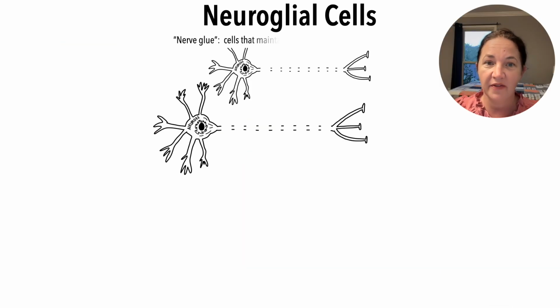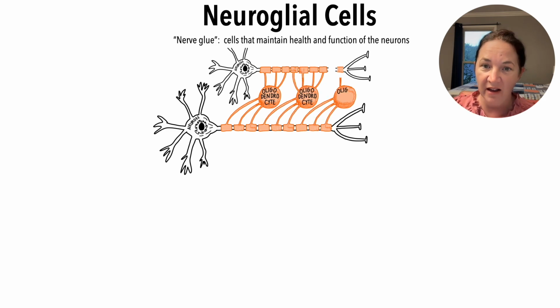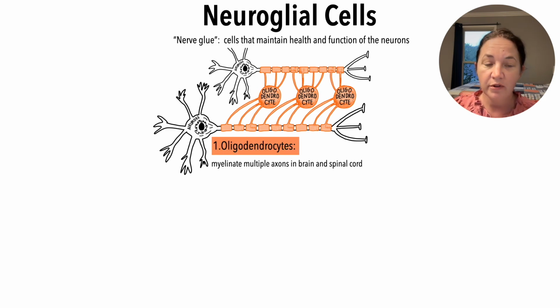Next, we're going to talk about the different kinds of neuroglial cells. The word neuroglial means nerve glue, and these are cells that maintain the health and function of the neurons. So the first kind I'm going to show you is called an oligodendrocyte. These funny looking orange cells that I'm coloring in right here wrap the axons of the neurons in the central nervous system with myelin. They're able to myelinate multiple axons at one time within the brain and spinal cord.